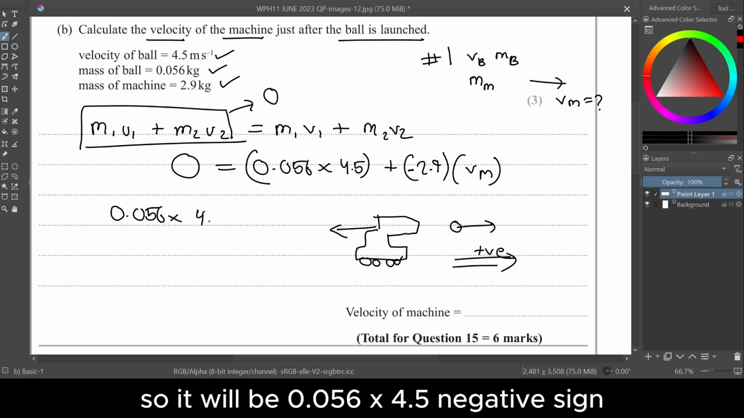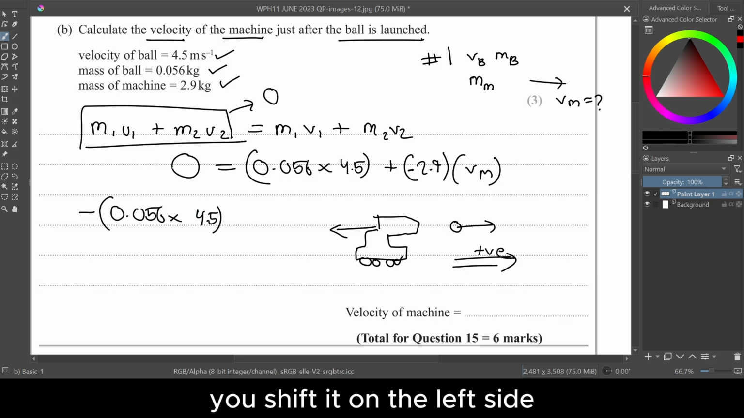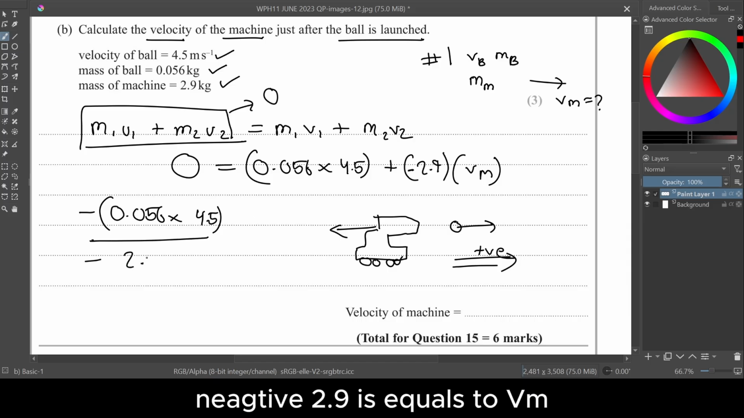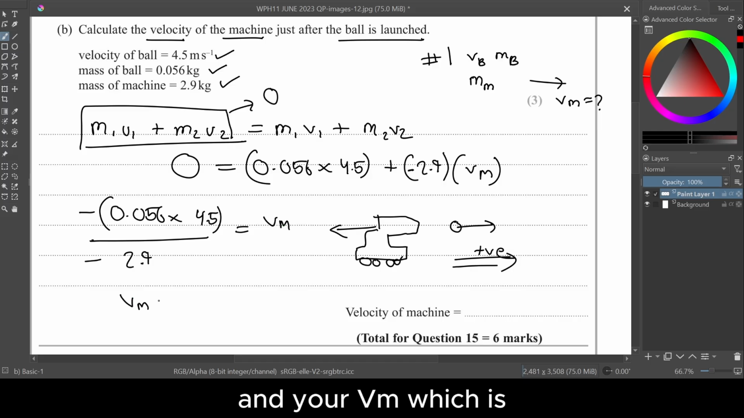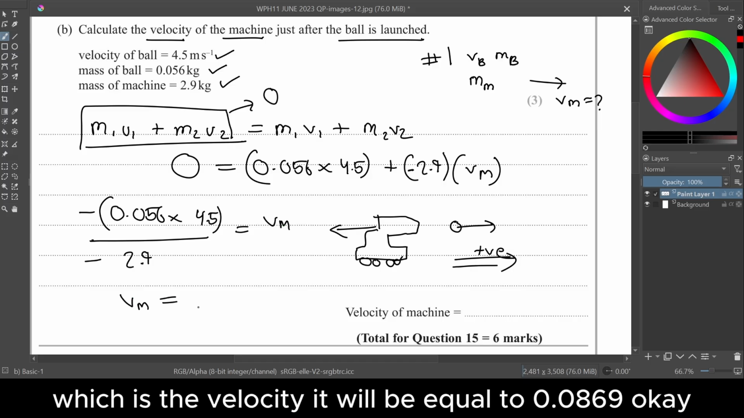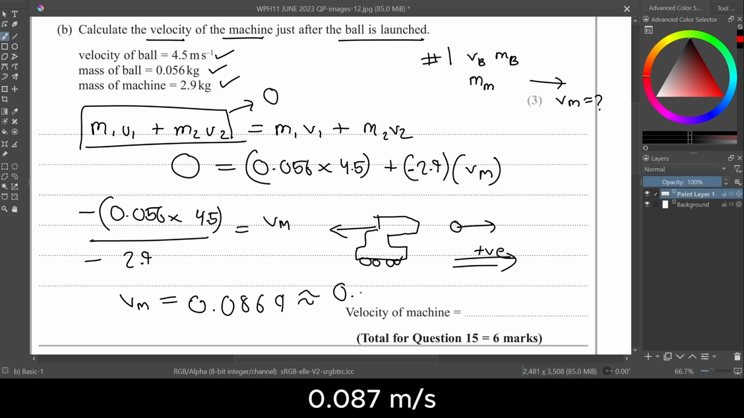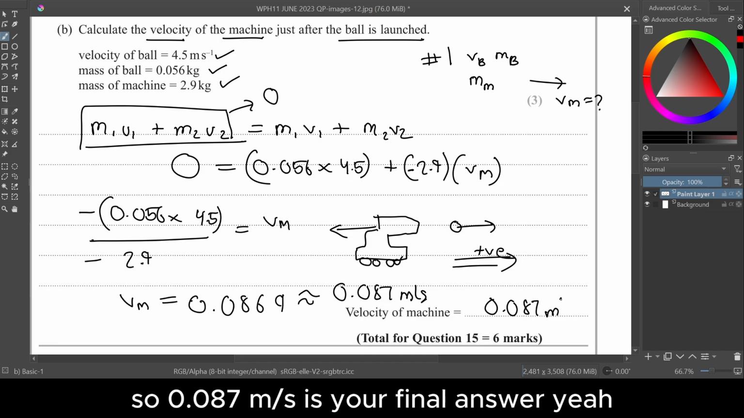So it will be 0.056 times 4.5, with a negative sign, you shift it to the left side, and now you divide by 2.9. Negative 0.056 times 4.5 divided by 2.9 equals Vm, and your Vm, which is the velocity, will be equal to 0.0869. Okay, if you round it off, you will get 0.087 meters per second. So 0.087 meters per second is your final answer.